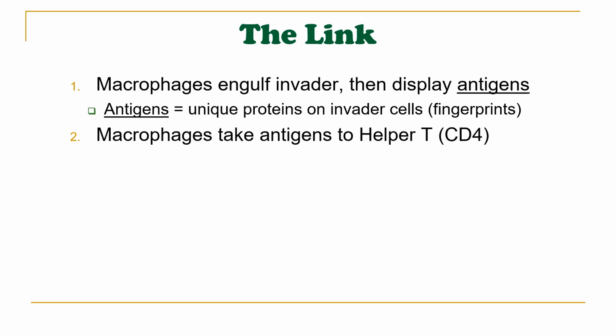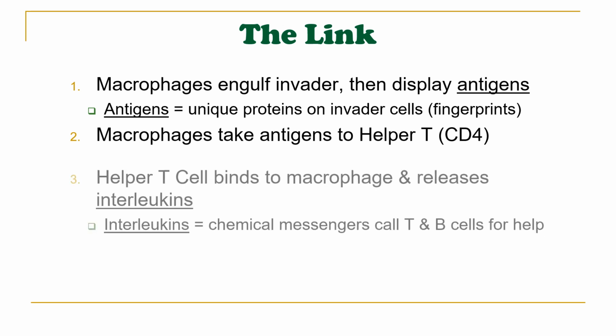And the helper T's job is to assess the situation and see, oh yeah, that is a terrible pathogen that could kill us. We need to mount an immune response. Or it says, no, you just ate some steak. Good job, I guess. So again, the macrophage takes it to helper T so that helper T has a final check to decide, is this something that is worth fighting?